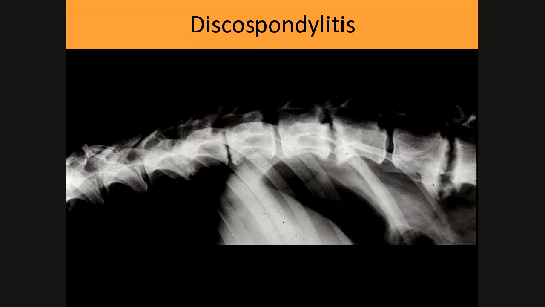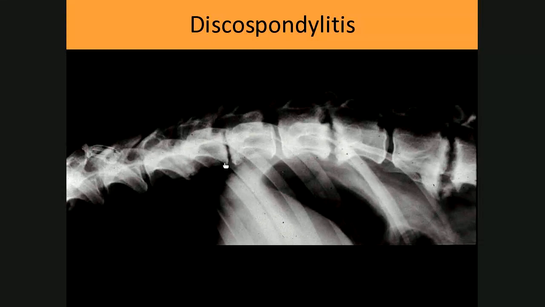Right, and this image here is just an example to demonstrate how extensive discospondylitis can be, and there are at least 4 sites of variable duration present. This first one over here, the intervertebral disc space is completely filled with new bone. So this one has been going for quite a while and is very chronic.